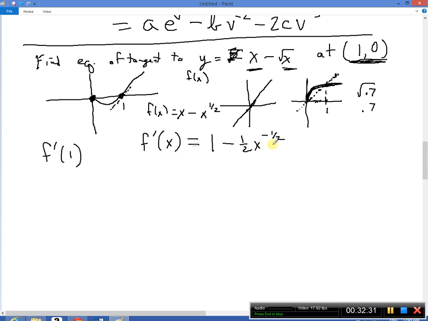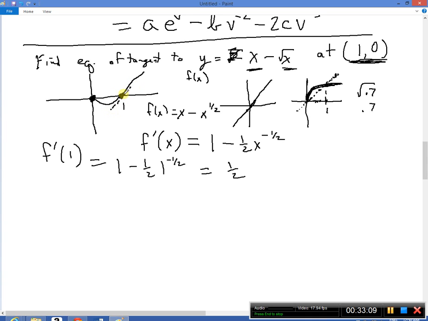You see, the answer depends on x. No surprise. The slope of the tangent line is negative here, positive here, 0 somewhere in there. Okay, but the question is, what's the slope of the tangent line when x equals 1? Well, that's just f prime at 1. So I just plug in 1 in here. So that's going to be 1 minus a half times 1 to the minus a half. But 1 to any power is 1. So this is 1 minus a half, which is a half. So the slope of the tangent line to this curve at 1 is 1/2.